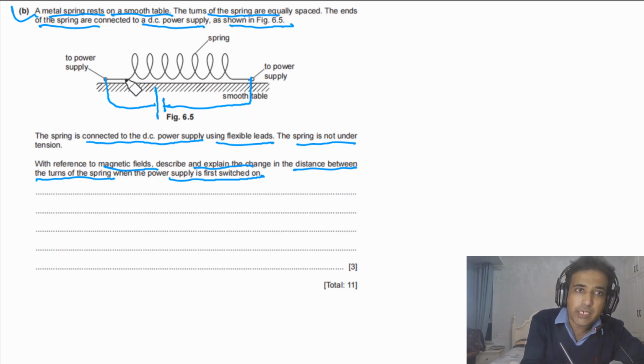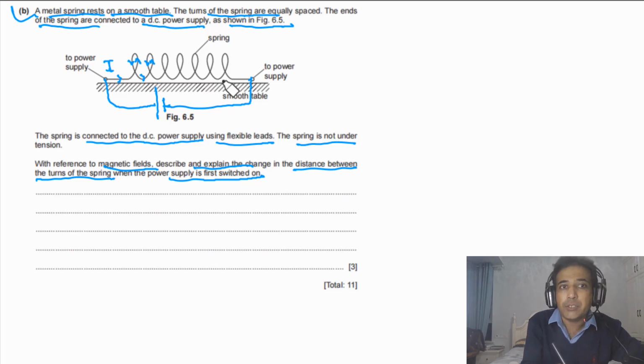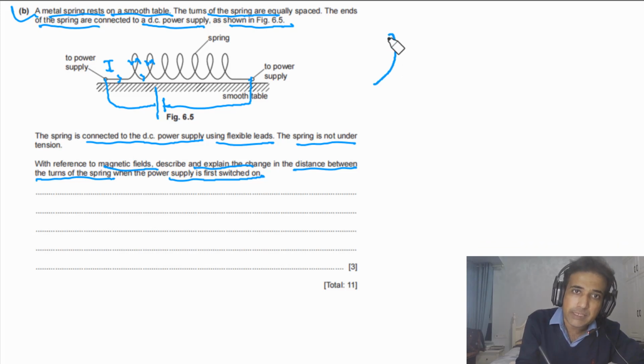So in this case, current will flow like this. Here the direction of current is up, here the direction of current will be down, and here it will be up, here down, and so on. So one thing you can see from here: current in each coil flows in the same direction.